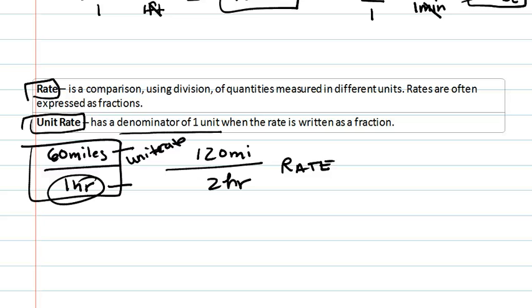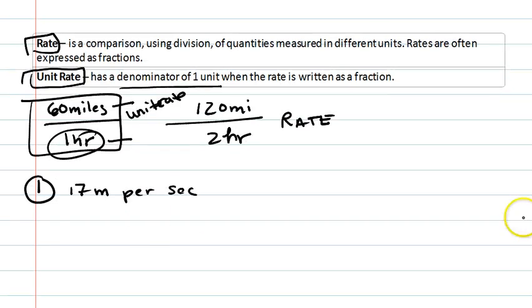Now let's experiment with this a little bit. Let's say that I have 17 meters per second. How would I write this as a rate? Well, I want to write it as a fraction. So I'm going to write 17 meters per 1 second. Now it's written as a fraction. Is this a unit rate? Yes, because it has a denominator of 1. So this would be a unit rate.